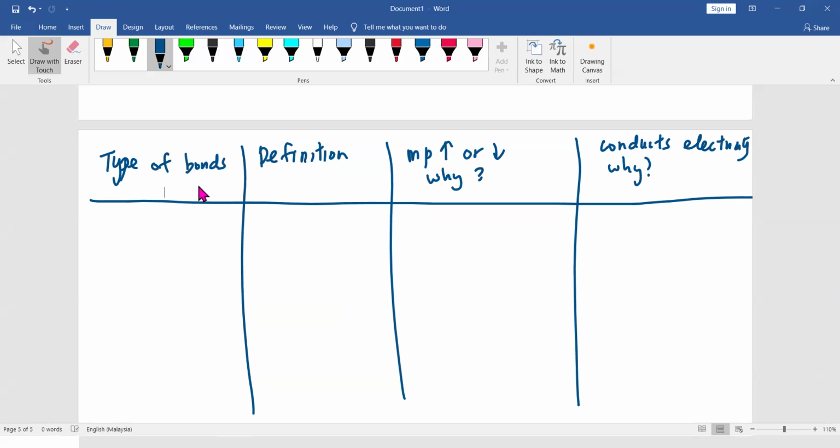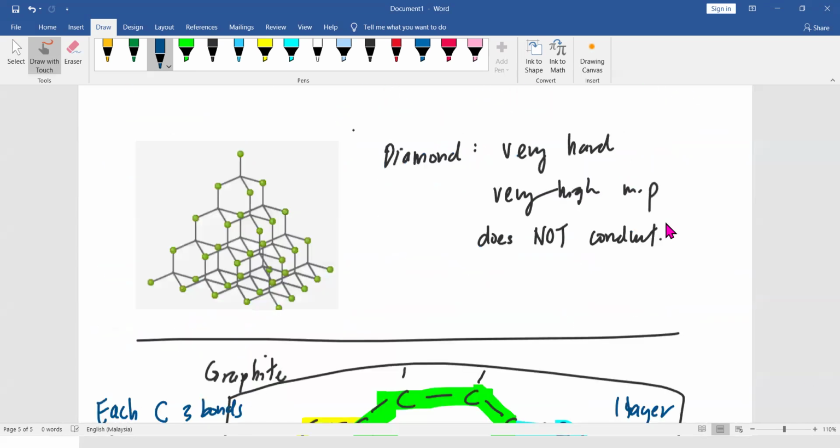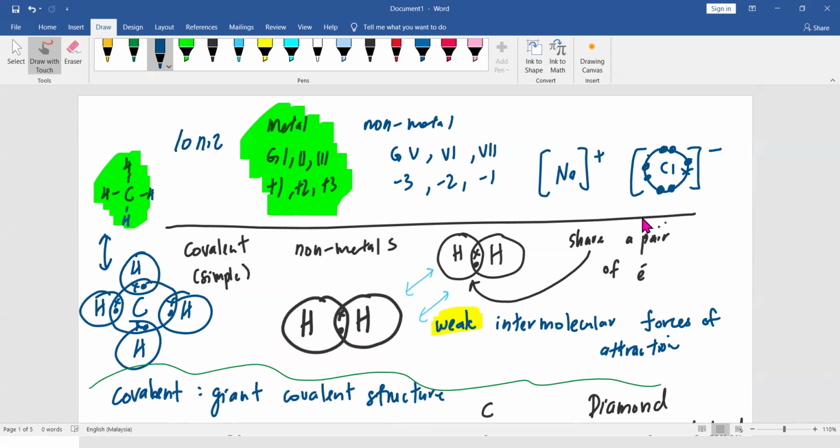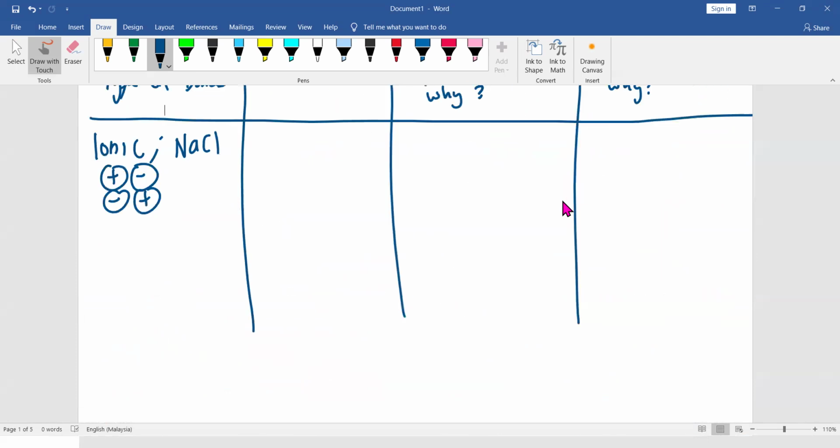So the first type of bond we're going to talk about is ionic. I'll give you an example: sodium chloride. Do you remember how ionic is? It's positive, negative, negative, positive, and it goes on and on. It is the attractive forces between what? Not electrons. Ionic is positive and negative ions. So what kind of attraction is it? Electrostatic. Remember, it is positive ion and negative ion, not electrons.